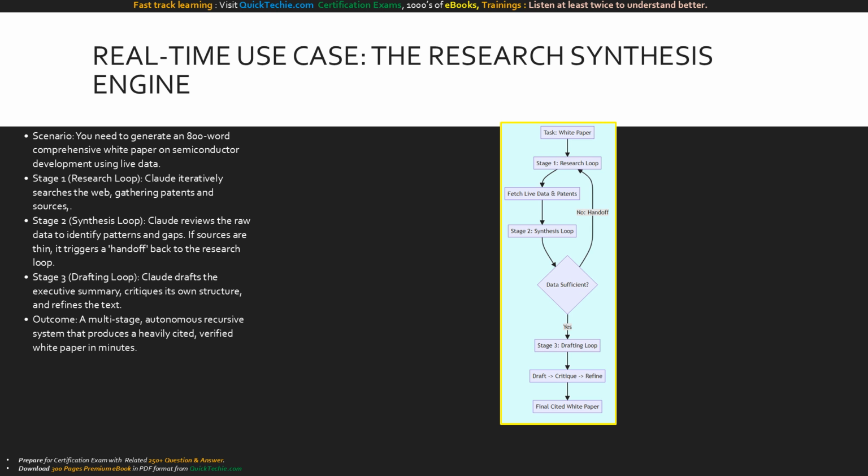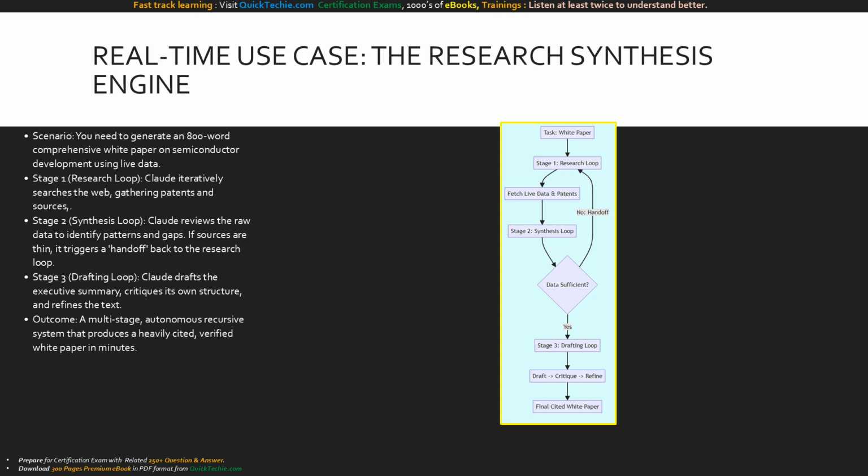The output of this data dump feeds into Stage 2, the synthesis loop. Here, Claude analyzes the raw data. If it detects the evidence is too thin, it automatically executes a handoff back to the research loop to gather more data. Once sufficient data is confirmed, it passes to Stage 3, the drafting loop. Claude drafts the text, applies our self-correction critique to its own writing, and refines the document. In just a few minutes, this pipeline of interconnected, recursive prompts produces a heavily cited, structurally perfect white paper that would take a human days to compile.